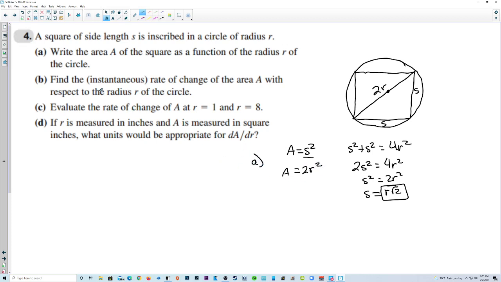So there's letter A. B, find the instantaneous rate of change of the area A with respect to the radius r of the circle. So letter B, A prime is equal to 4r. Letter C, evaluate the rate of change of A at r equals 1 and r equals 8. So A prime of 1 is 4, and A prime of 8 is equal to 32. Letter D, if r is measured in inches and A is measured in square inches, what units would be appropriate? Again, inches squared per inch would be the label for that.